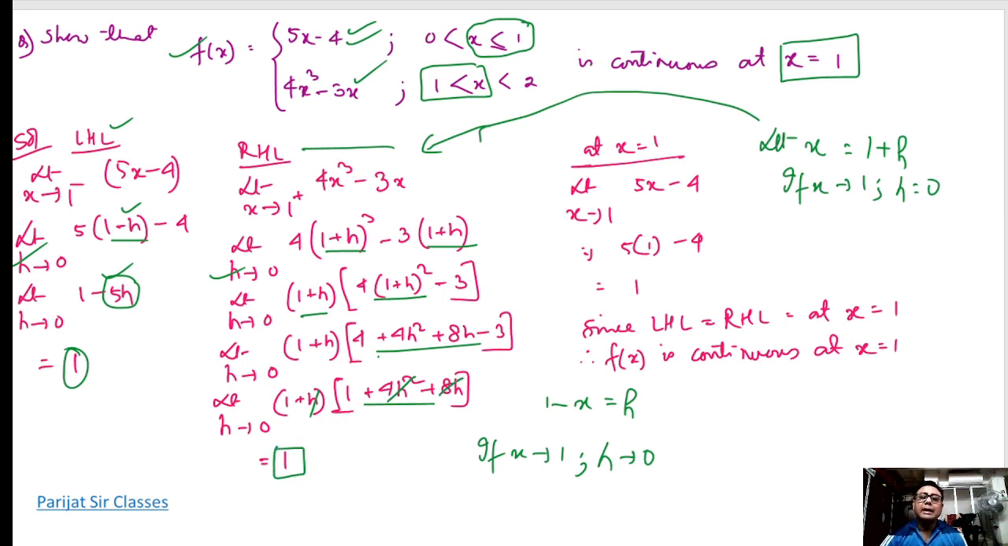And at x equal to 1, we have to choose this value. Now put the value of x as 1. We get 1. So we can easily see that the left hand limit, the right hand limit, and at x equal to 1, all the values are coming the same. So it is continuous at x equal to 1. Clear?